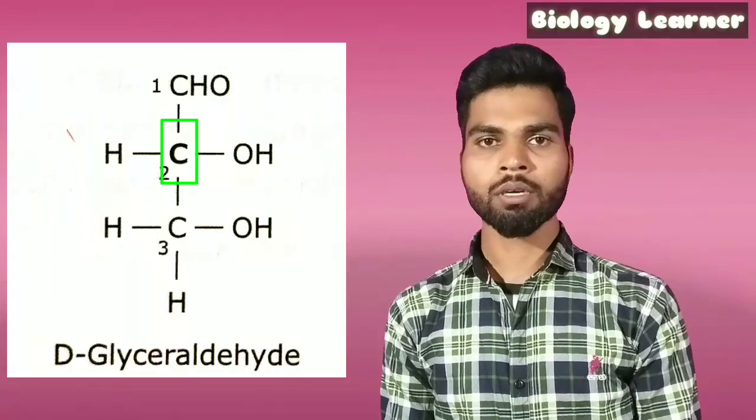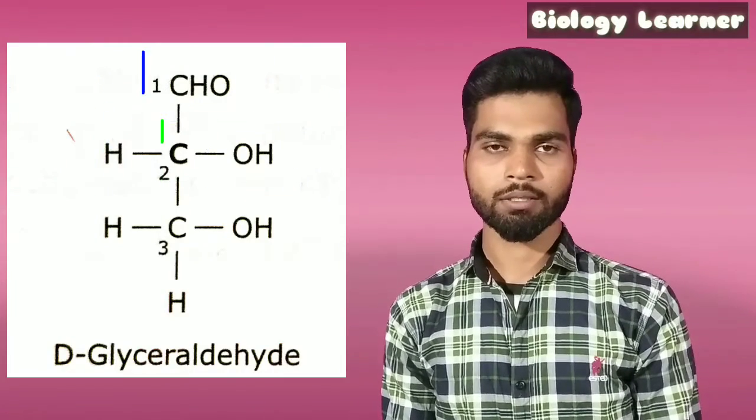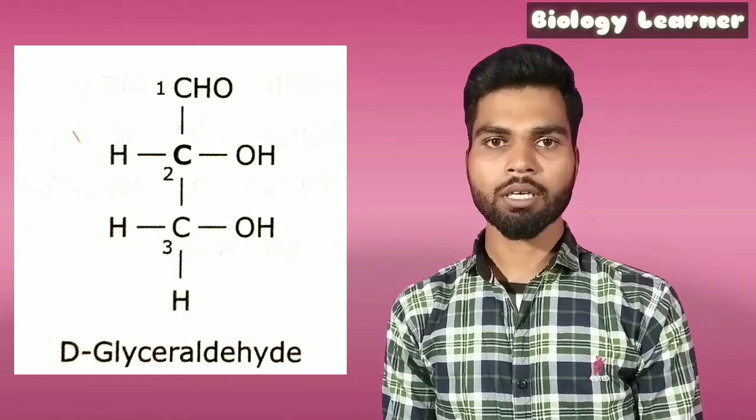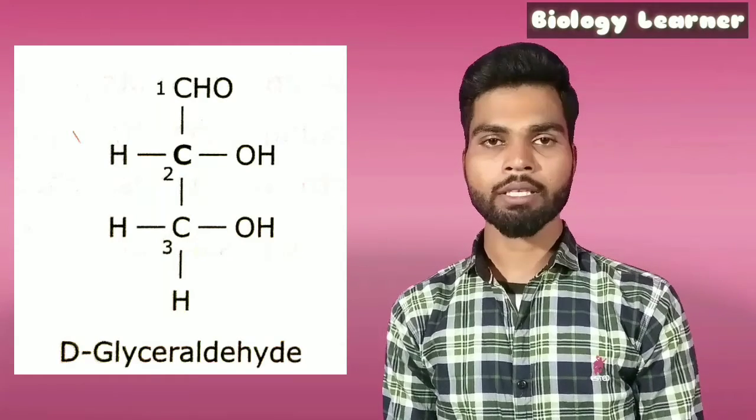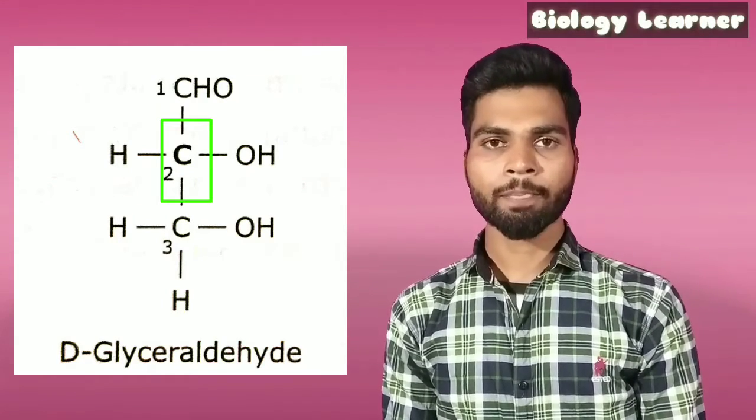In this video, we will learn about the enantiomers and the cyclic forms of the monosaccharides. Before we learn about the enantiomers, let me tell you what is asymmetric carbon. Asymmetric carbon is that to which four different groups are attached. Glyceraldehyde contains asymmetric carbon at the center, that is at the carbon 2.